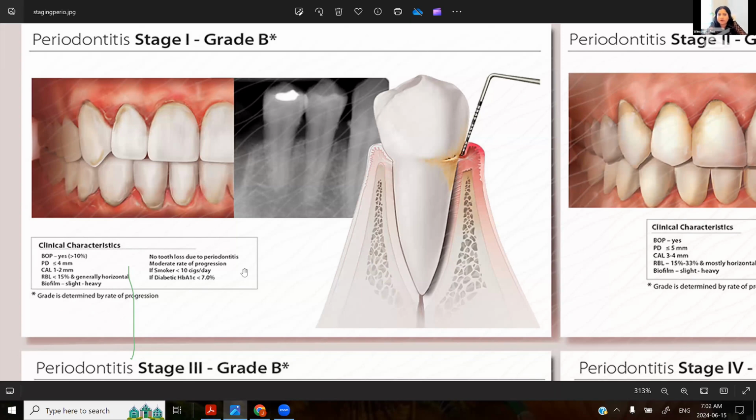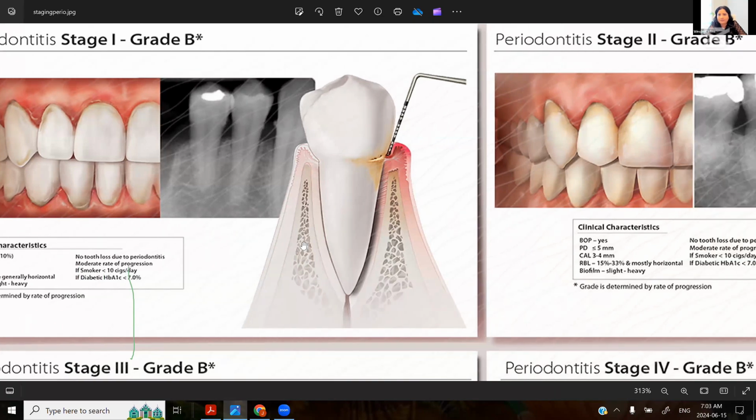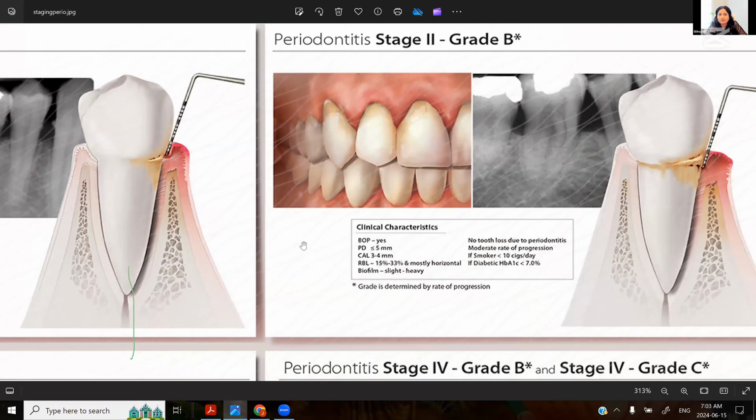So this is your stage 1 and grade B. Smoking less than 10 cigarettes per day, HbA1c less than 7% is your grade B. Bone levels in only coronal third, 15% only, 1 to 2 mm attachment loss. And then probing depth is only 4 mm or less. That's your stage 1, grade B. No tooth loss would be seen in the mouth.